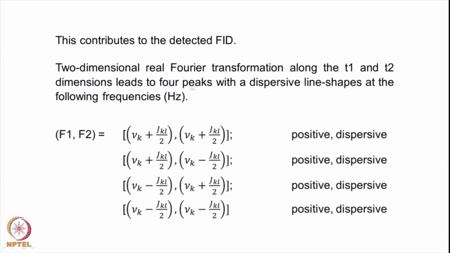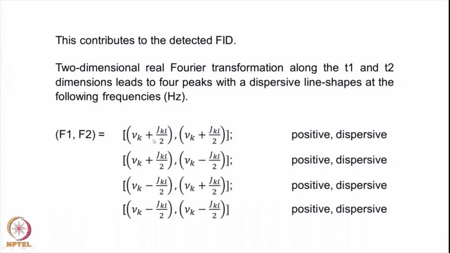So, you will get a total of 4 peaks after real Fourier transformation along the T1 and the T2 dimension, which leads to 4 peaks with dispersive line shapes at the following frequencies. Why did we say dispersive line shapes? Because they were sine terms. The sine terms, as we have seen before, will give you dispersive line shapes, and the frequencies that are present are nu k plus jkl by 2. Now, it is written in terms of hertz, not in terms of radians. So, the 2 pi part has been taken out. So, omega k plus pi jkl is the same as 2 pi into nu k plus jkl by 2. So, the 2 pi is taken out here.